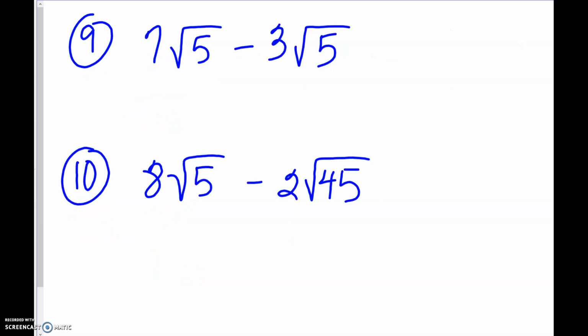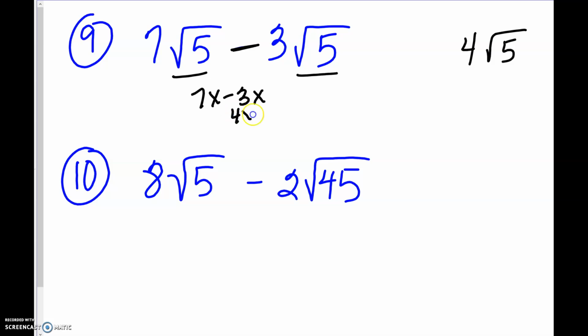All right, 7 root 5 minus 3 root 5. So this is subtraction, so I need like terms. Root 5 and root 5 are like terms. Now we leave the root 5, and then we do 7 minus 3 is 4. So if I had 7x minus 3x, what would you get for an answer? Wouldn't you get 4x? Well, this x just happens to be a root 5 instead.